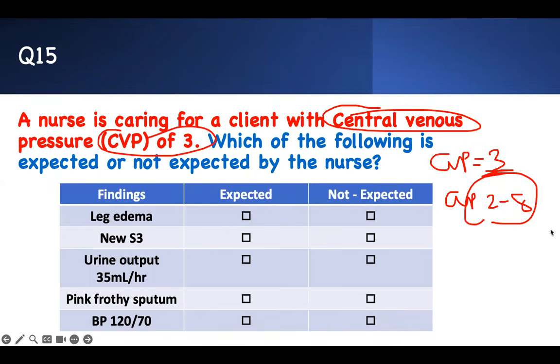I don't want it to be 10. So it's still normal. You get leg edema? No. You have new S3, that means heart failure? No. Your urine output will be normal, 35 ml per hour. Pink fluid sputum, that means you have pulmonary edema? No. And your blood pressure may be normal. This is a trap question to get you thinking. CVP is normal. I expect normal findings.